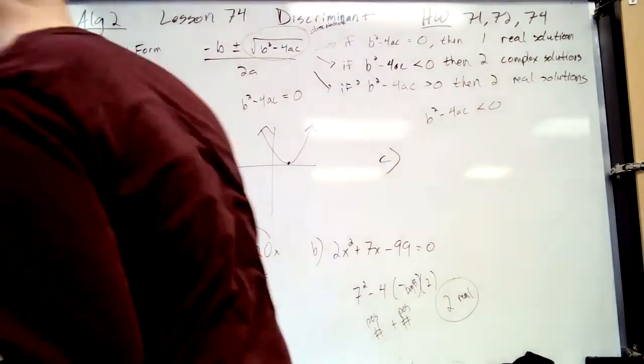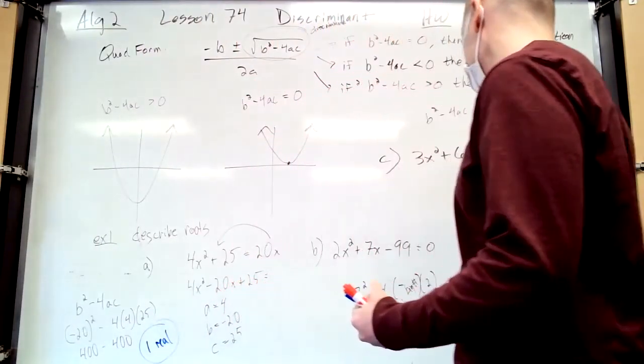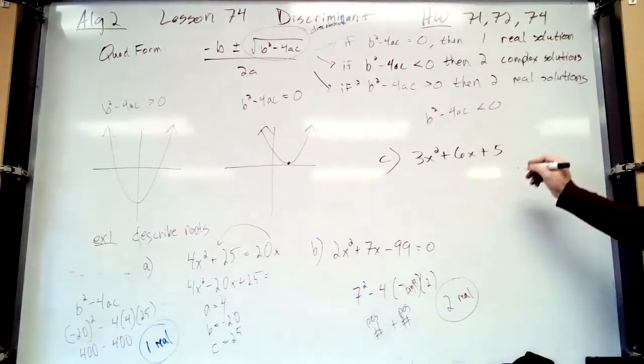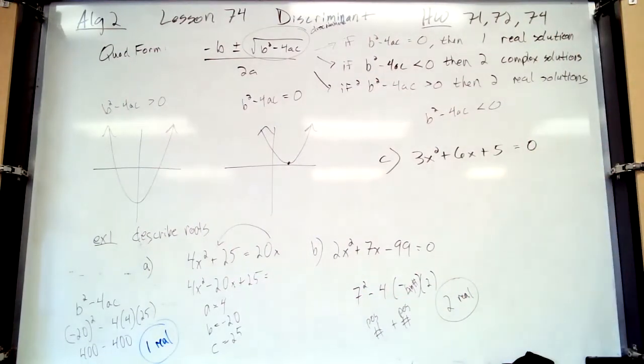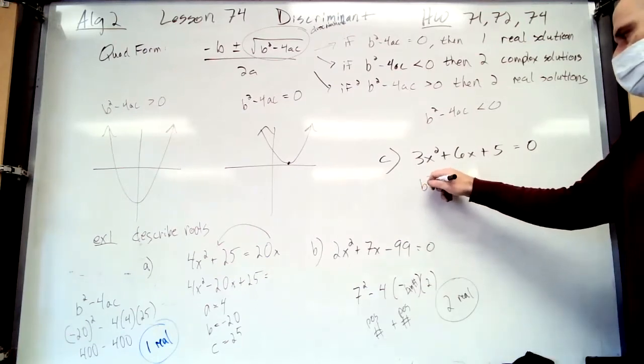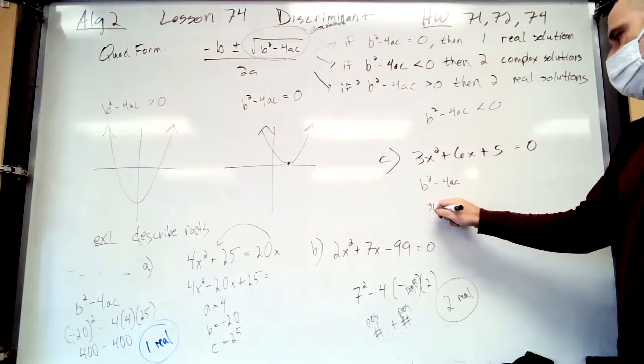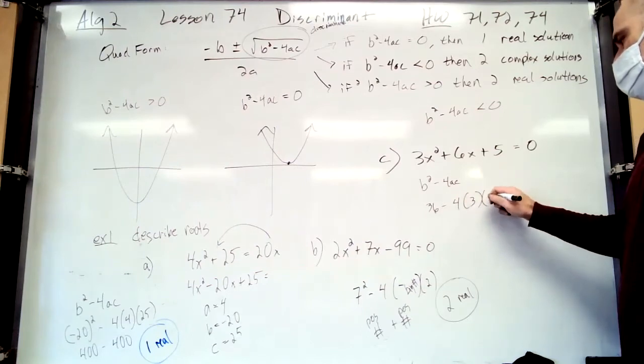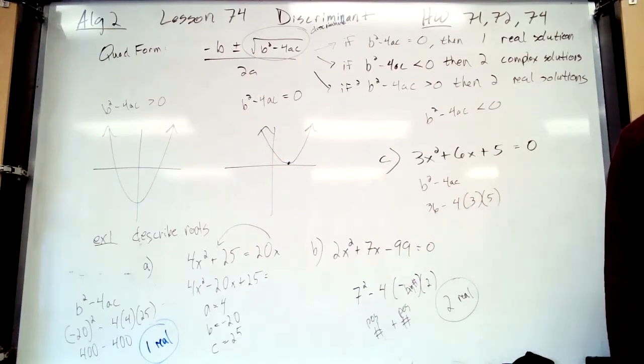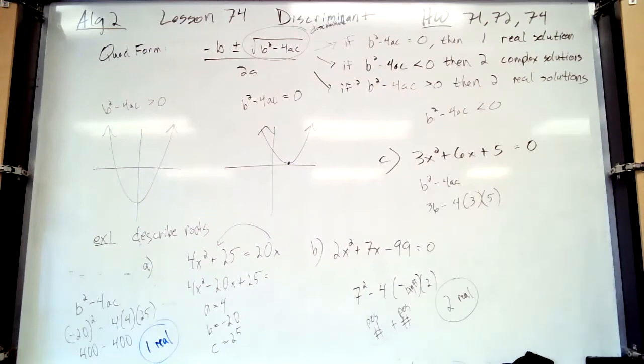3x squared plus 6x plus 5. Can you do this one in your head? Is it one real, two complex, or two real? Okay, let's see. So b squared minus 4ac, right? So 36 minus 4 times 3 times 5. This is negative, right? Yeah, it is.